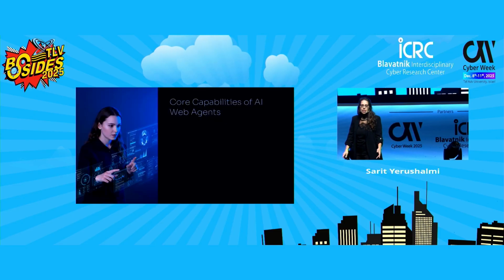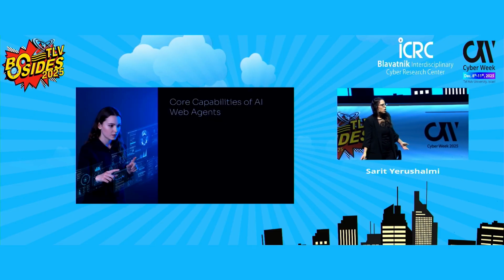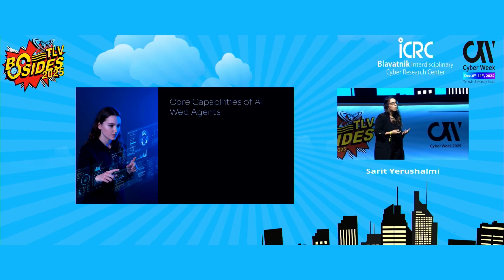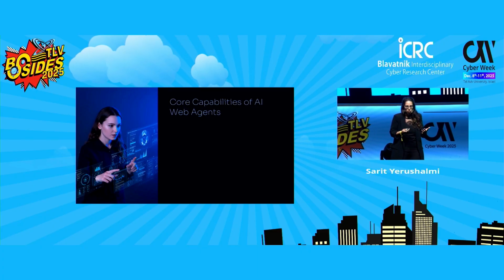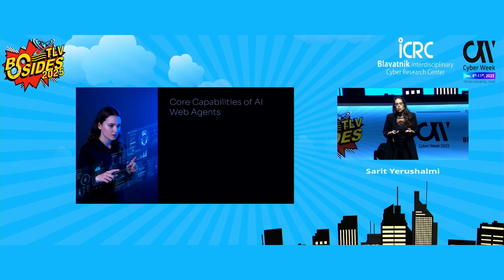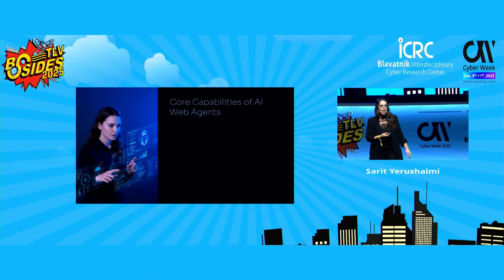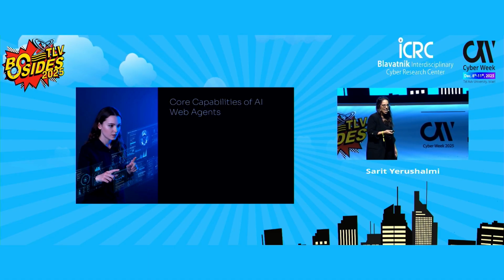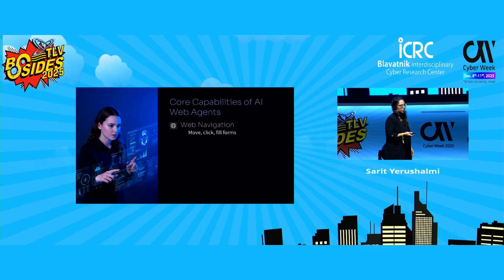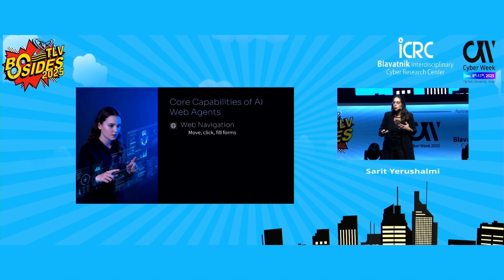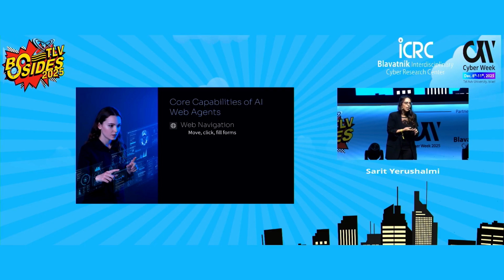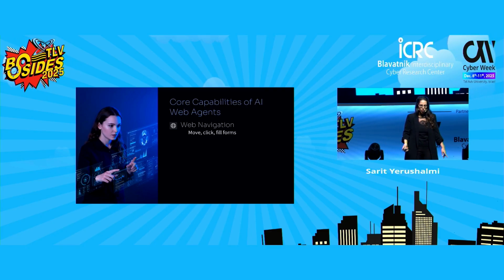So after seeing what agents can do, we wanted to understand what makes these agents so powerful. It turns out that there are four main capabilities. The first one is web navigation. The agent needs to move through the web like we do, by clicking, typing, navigating, and scrolling.